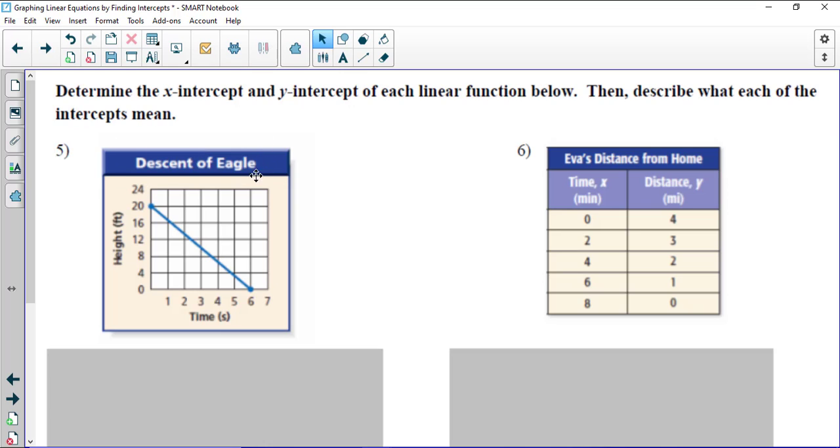The title of this graph is The Descent of an Eagle. So it's talking about it descending or going down, possibly from a certain height and possibly down to the ground, which would be a height of 0. So our x-axis is talking about the time in seconds. That's what that S represents. And our y-axis is talking about the height in feet.